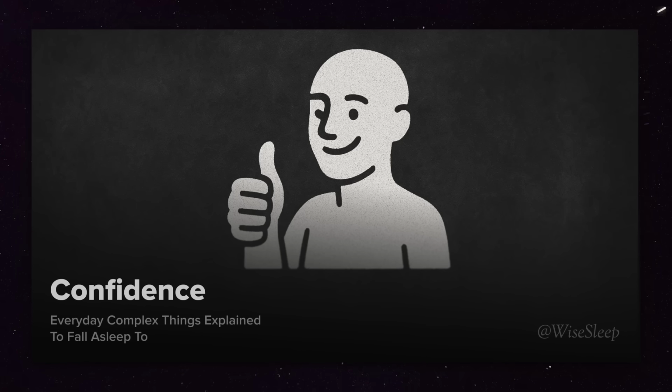There are different types of confidence. Task-specific confidence shows up when you've practiced something, like giving a presentation or fixing a bike. You've done it before, so you feel capable. Then there's general self-confidence, a broader sense that you can handle challenges, even unfamiliar ones.